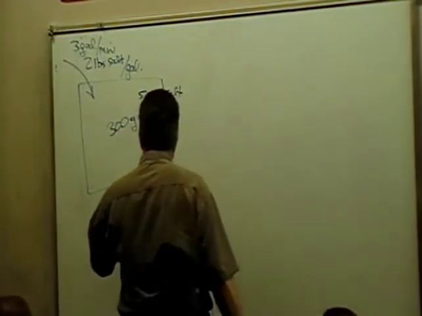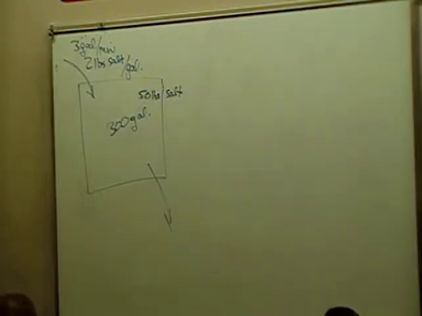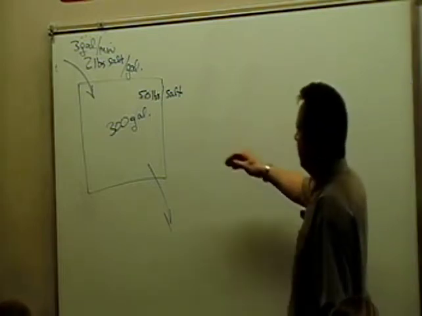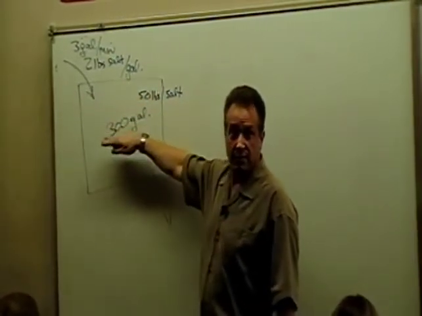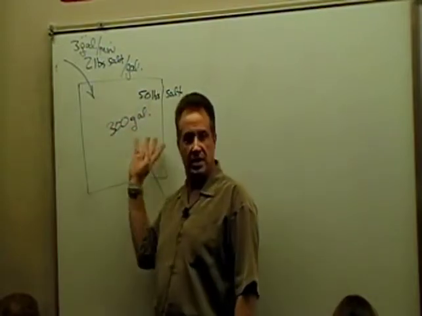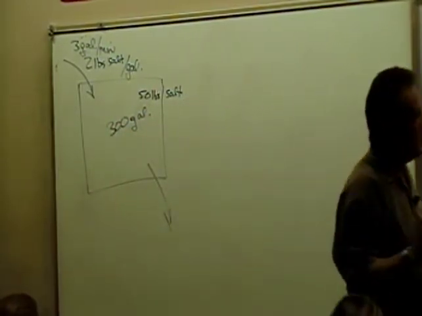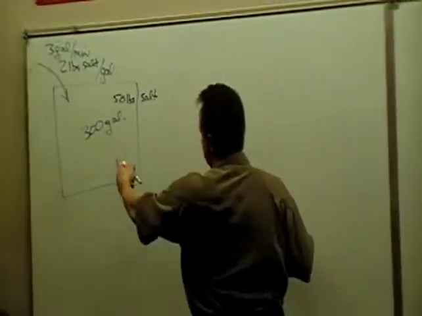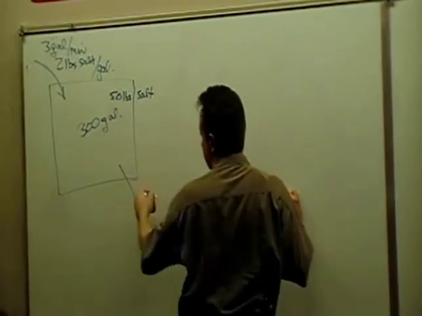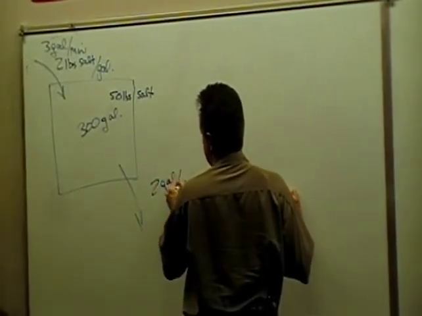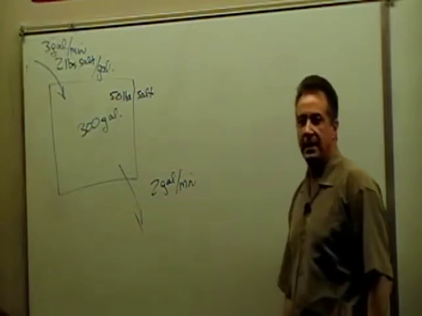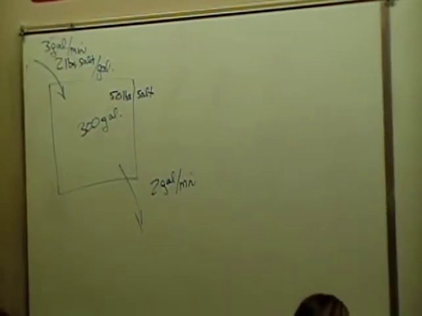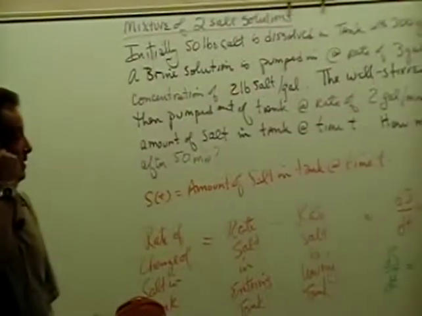And then we have the mixture, well stirred, so that you don't have any concentration distributions running through this. It's all homogeneously mixed. The well stirred solution is then pumped out of the tank at a rate of 2 gallons per minute. So you have 3 gallons per minute going in, 2 gallons per minute going out. Determine the amount of salt in the tank at any time t. And then I want to know how much salt is in the tank after 50 minutes.